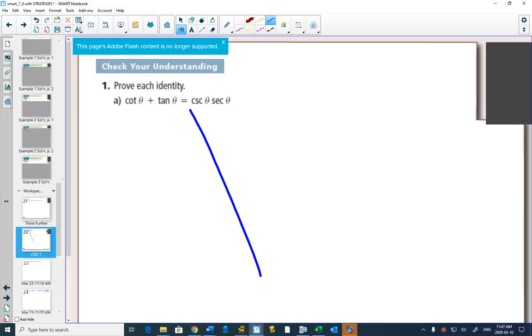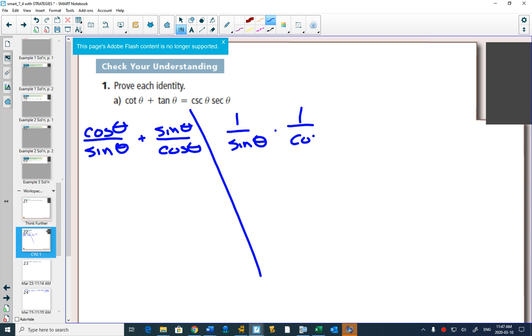So on the left-hand side, cotangent is cos over sine, and tangent is sine over cos. Cosecant is 1 over sine, and secant is 1 over cos. On the right-hand side, how do you multiply fractions? Multiply the tops, multiply the bottoms, no common denominator needed, and we have successfully got a single fraction.